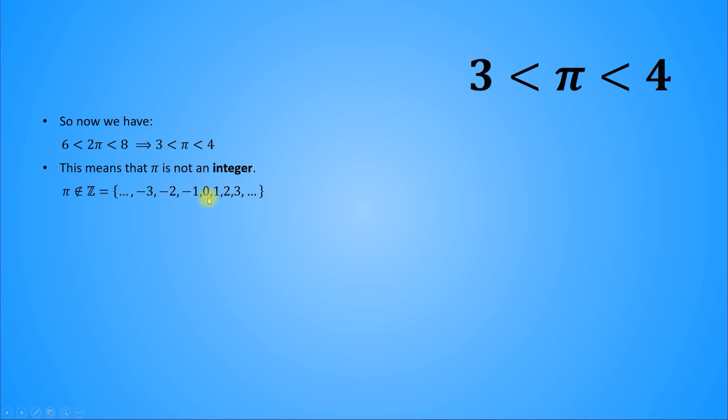And also 0. Like I said in the introduction, a picture's worth 1,000 words. So here I've drawn a number line with these 5 integers labeled, 0 through 4. And here is where pi sits. And pi sits between 3 and 4. It's not an integer. Why? Because there is no integer between 3 and 4.